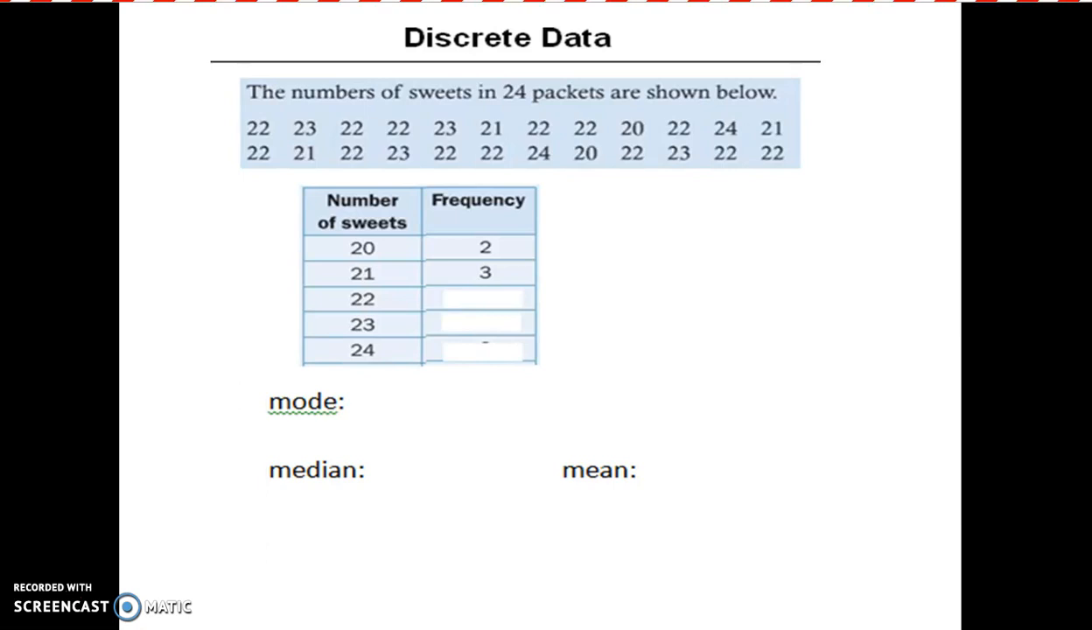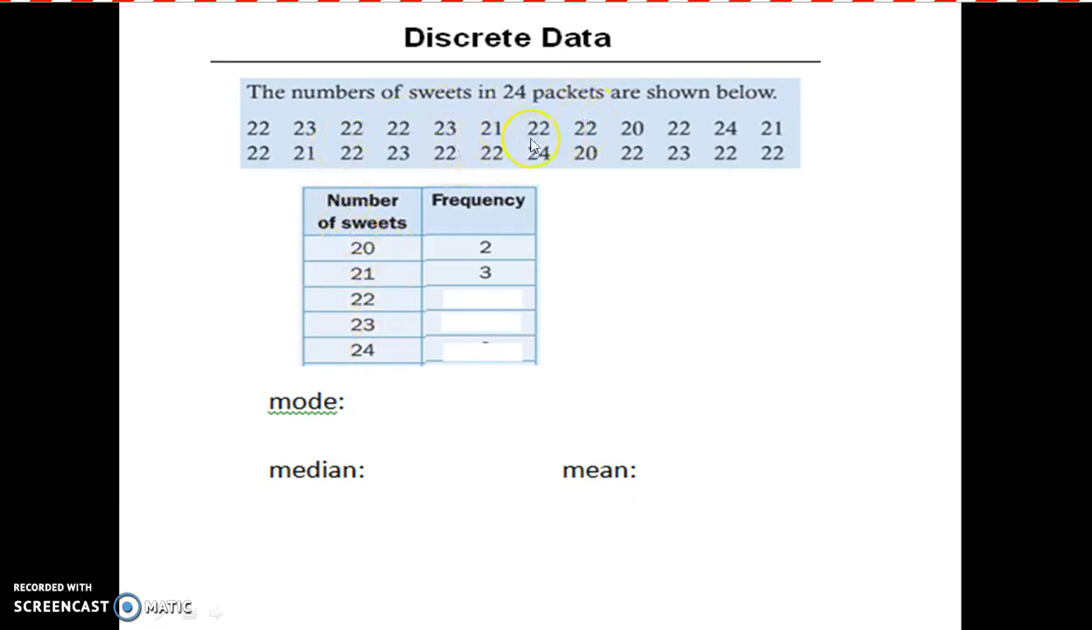The first set of data we're going to work with is discrete data. It shows the number of sweets in 24 packets. So one packet had 22 sweets in it, another had 23, and so on. Here's a frequency table for that data. So this is the data set here.